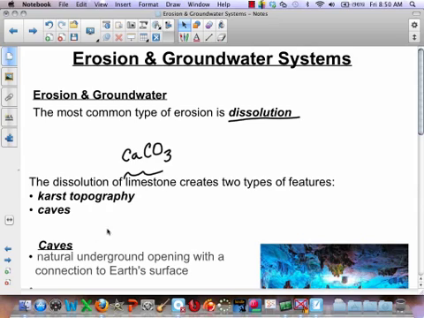and it's basically just an open area under the ground. So the basic definition is very simple. It's a natural underground opening with a connection to Earth's surface. That's a cave. Now that connection might be a very long way away from where the actual cave is, but it still is going to have a connection to the surface. Otherwise we'd have no clue it exists.